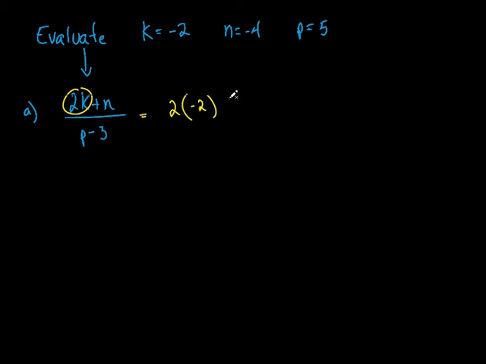Plus n, so it's plus -4, but remember we just talked about this. Plus -4 is the same thing as -4. Now, if you prefer to put a plus -4, it's perfectly fine. I don't mind that at all. Over, this is divide, and then p minus 3. So p is 5 and then minus 3. Again, notice I wrote the problem out and I'm showing my steps. I'm showing that I plugged everything in. Let's keep going. 2 times -2.